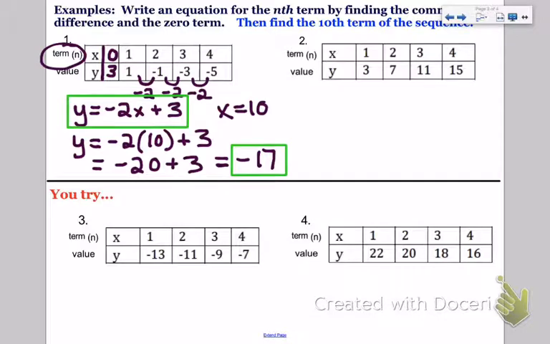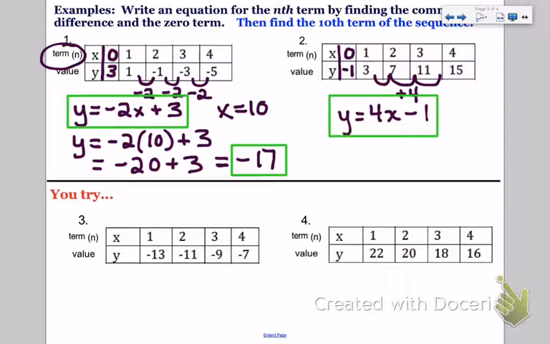Let's try that again with another example. Find my common difference. From 3 to 7, 7 to 11, and 11 to 15, I'm adding 4. So I can say y is equal to 4 times x. And then I need to find my 0 term. If I added 4 to the right, I'll subtract 4 going to the left. 3 minus 4 is negative 1. So my 0 term is negative 1.